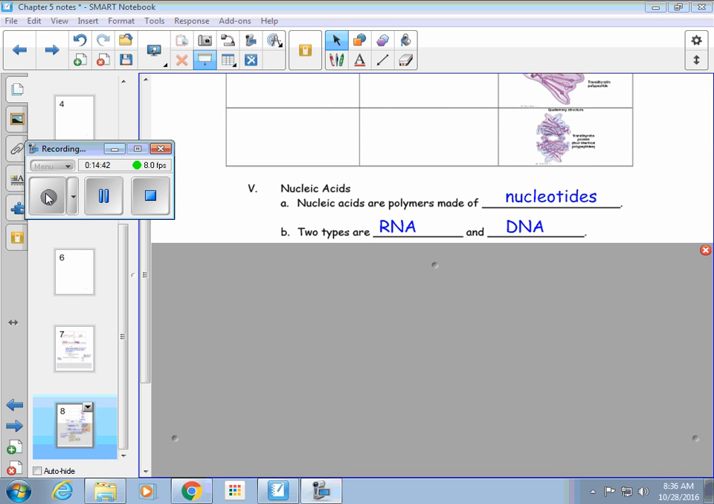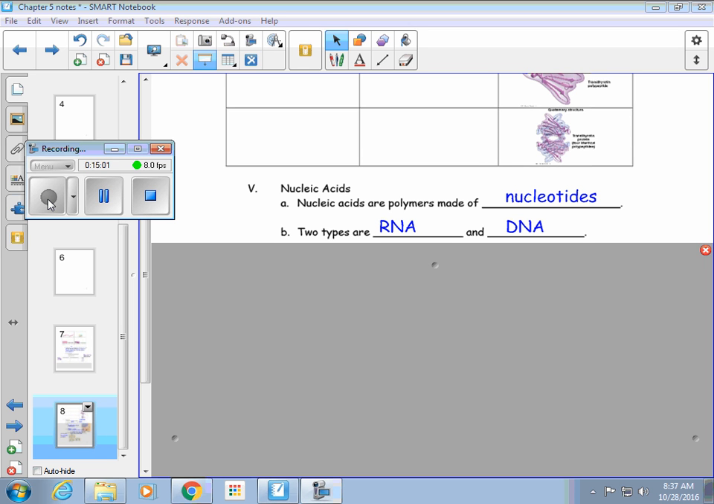Okay, we are in the home stretch here. We've talked about carbs, we've talked about lipids, we've talked about proteins, and now we're on our 4th organic molecule, nucleic acids. Nucleic acids are made up of nucleotides. So a nucleotide is a monomer.